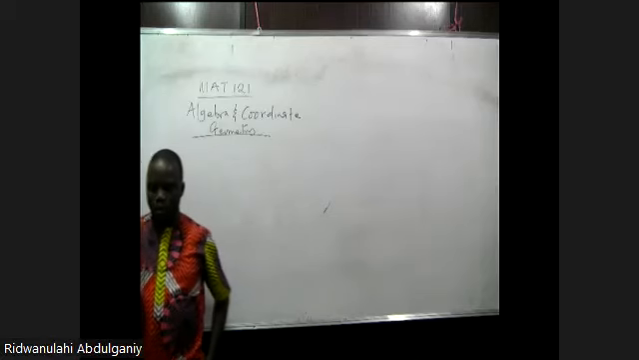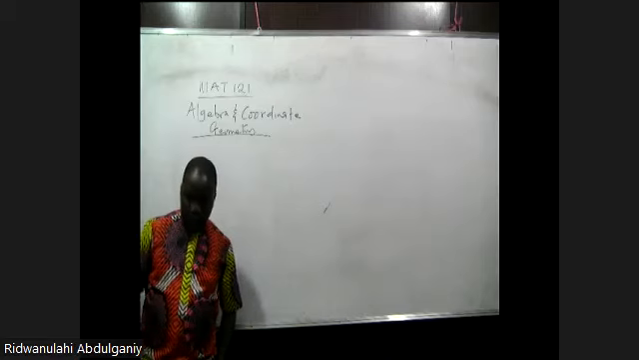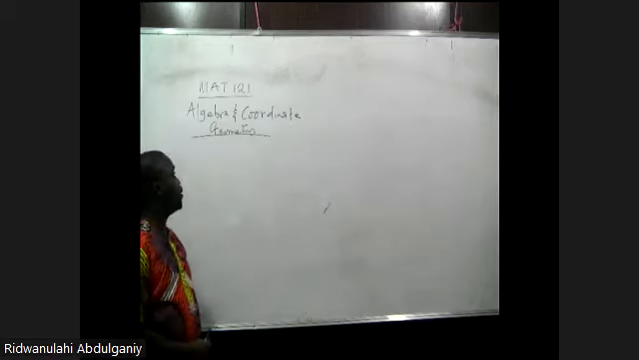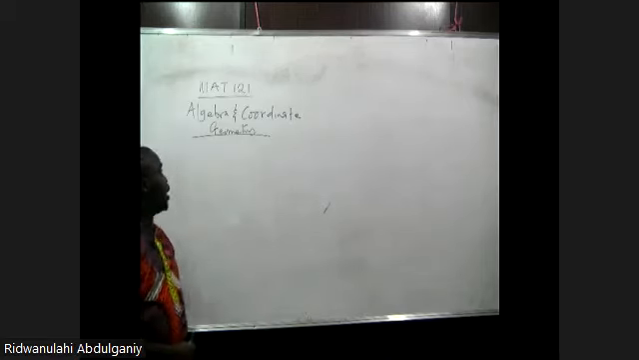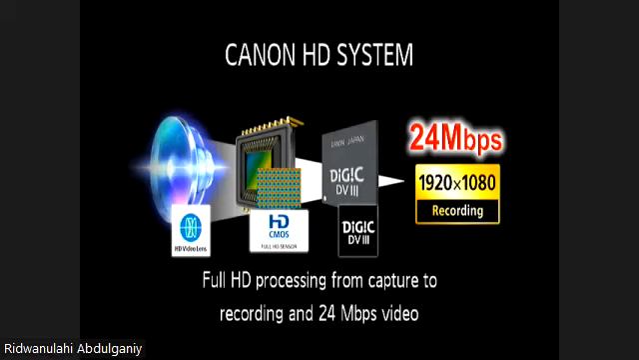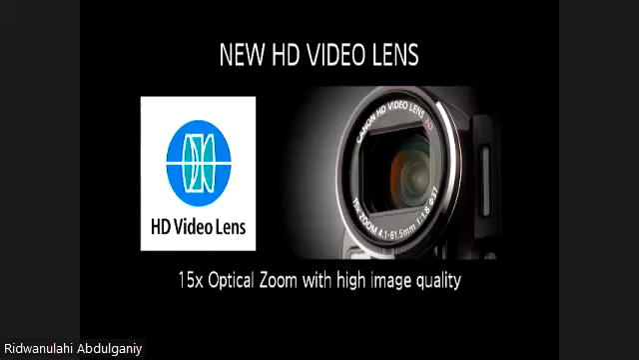Welcome to another edition of MAT 121 class. That's the course code, and the course title is Algebra and Coordinate Geometry. We are still on set theory. That is where we stopped. We are still on the first topic on our scheme of work, and now we are on operations.